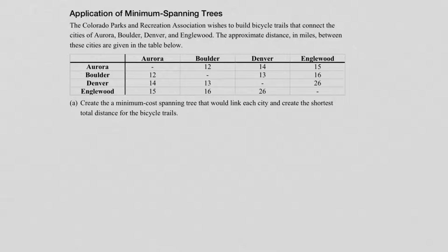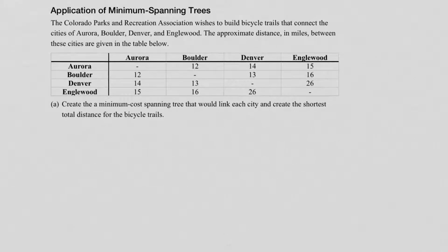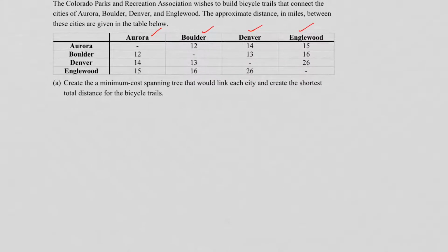So, an application. The Colorado Parks and Recreation Association wishes to build bicycle trails that connect the cities of Aurora, Boulder, Denver, and Inglewood. The approximate distance in miles between the cities are given in the table below. So again, we go back to our procedure of creating a weighted graph from the previous section, 13.3. We can tell that we have 4 vertices, so we can just create the same rectangle we've been doing all along.